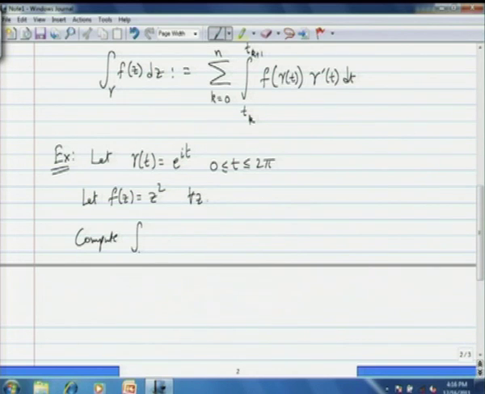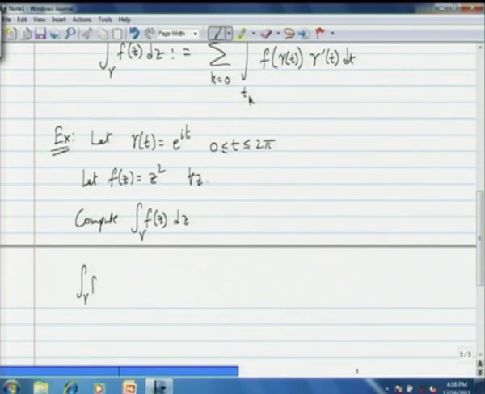So, compute the contour integration of f over the given contour. Okay. So, we can compute this. This by definition is the integration over this parametric interval 0 to 2 pi of f of e power I t, and then gamma prime is I e power I t. The differentiation of e power I t is I e power I t, and then we have a dt.